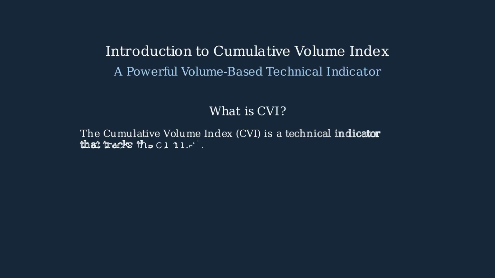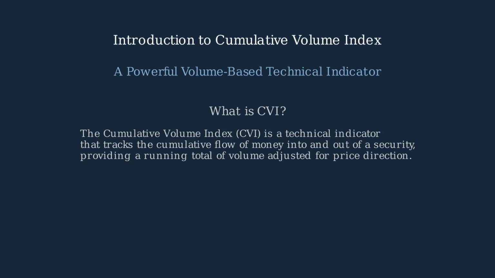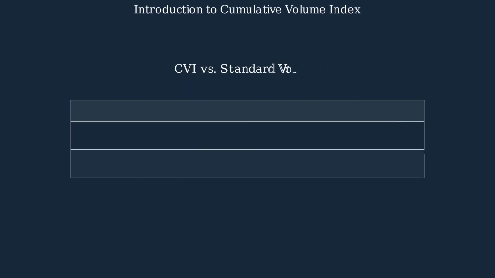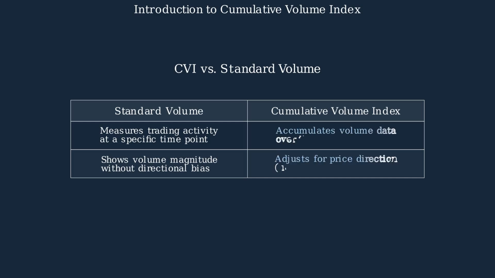The Cumulative Volume Index, or CVI, is a technical analysis indicator that tracks the cumulative flow of money into and out of a security. Unlike regular volume indicators, CVI provides a running total of volume that's adjusted for price direction. Standard volume simply measures the trading activity at a specific point in time, without accounting for market direction. CVI, however, accumulates volume over time and factors in whether the price is moving up or down.